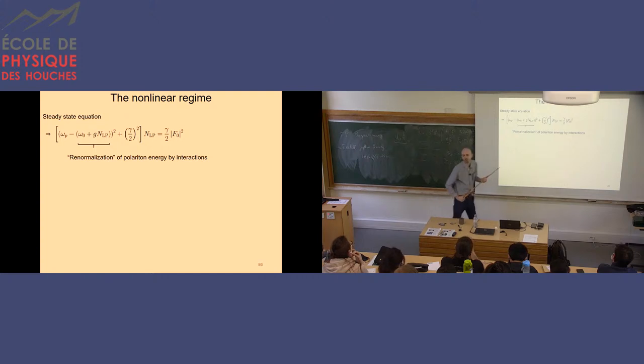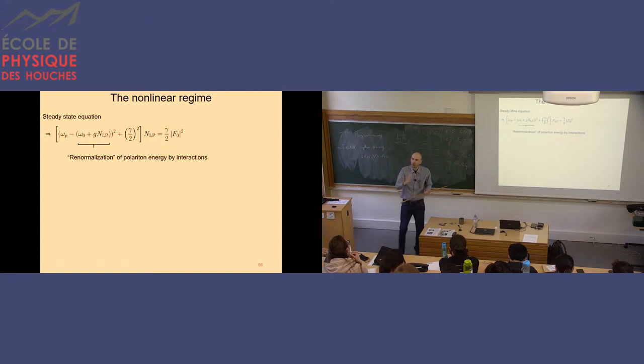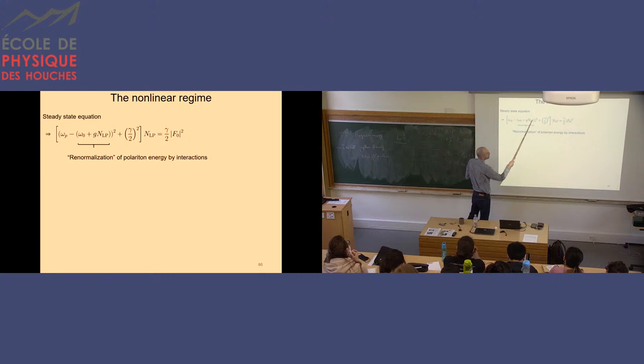N is the number of lower polaritons. Okay, so this is the total interaction energy. And you see that somehow it means that the interaction has shifted the energy of your lower polariton mode to the blue because we have repulsive interactions. Of course, in the equation, you see an NP appears multiple times. So you have this third order polynomial equation that you need to solve.